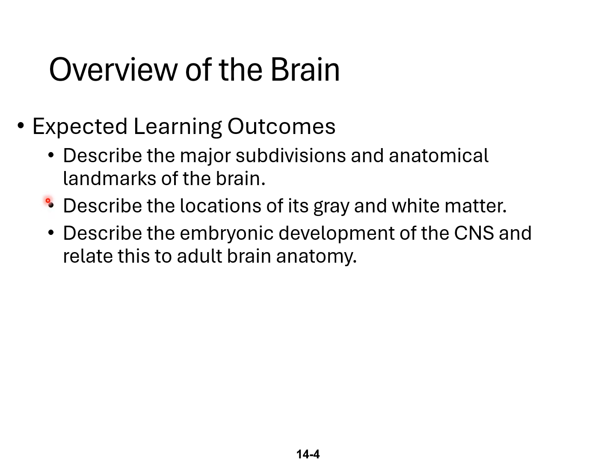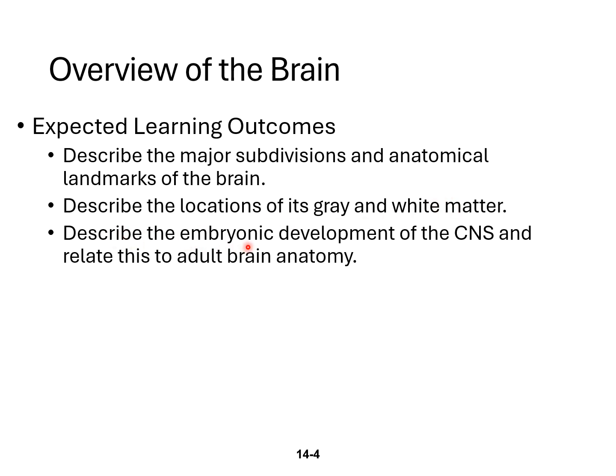So in this lecture, major subdivisions and anatomical landmarks of the brain. We're going to cover locations of the gray and white matter. Gray is cell bodies, white matter is going to be axons with myelin. So those are going to be processing areas and conductive areas.